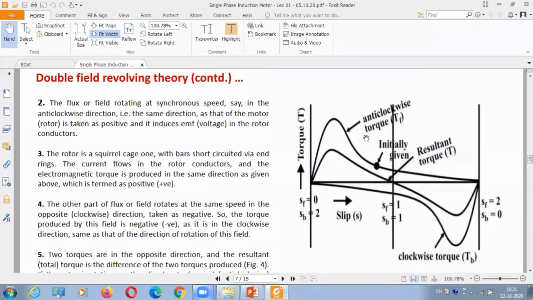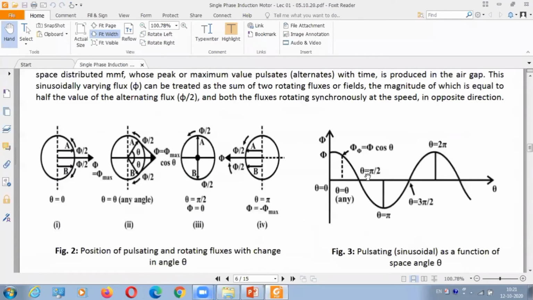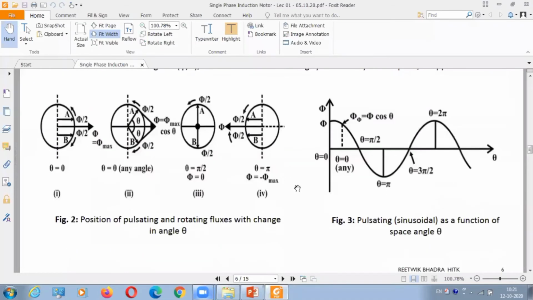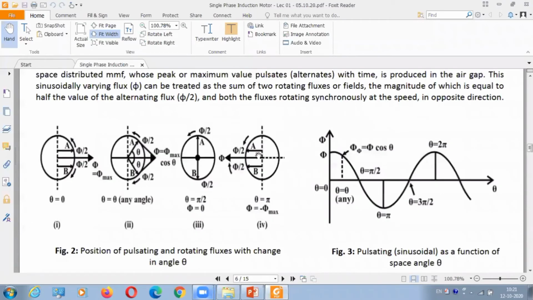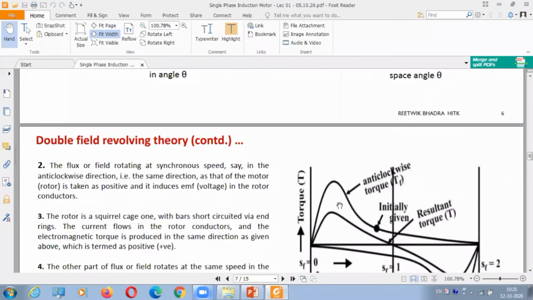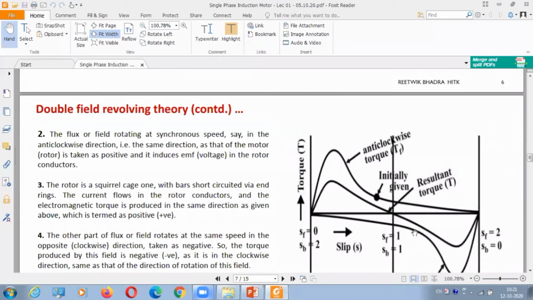So we had seen that if we break one single pulsating flux into two rotating fluxes, two fields are produced by the two fluxes. One single flux was broken into two, and for each flux a torque was produced, TF and TB, but their magnitudes were equal at starting. So my net torque at starting was also 0. So using one single phase supply, you couldn't have produced a rotating magnetic field.